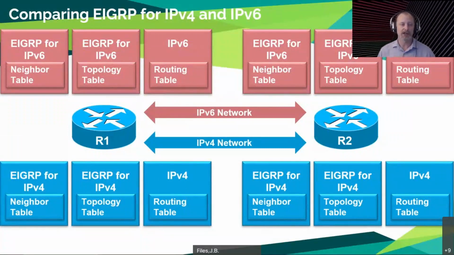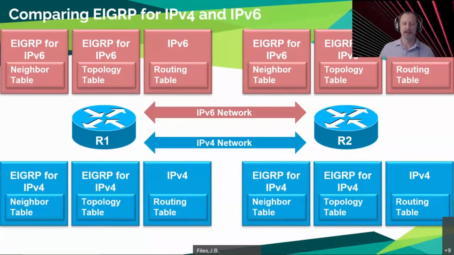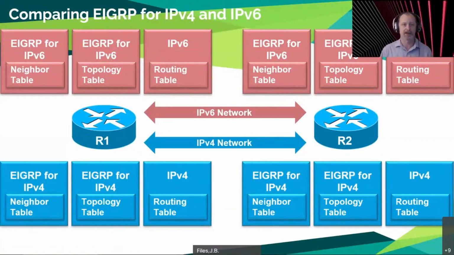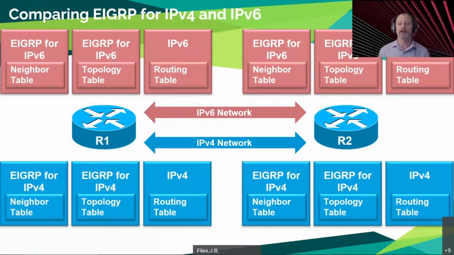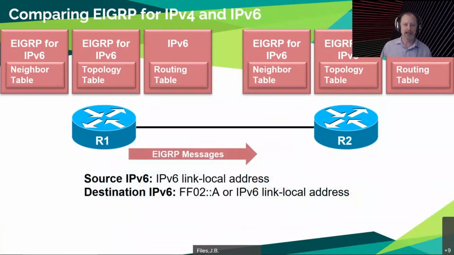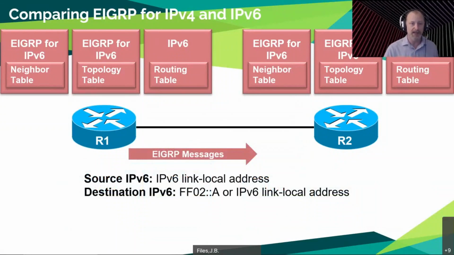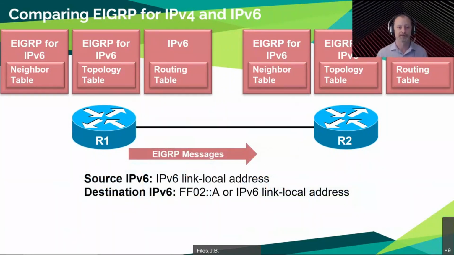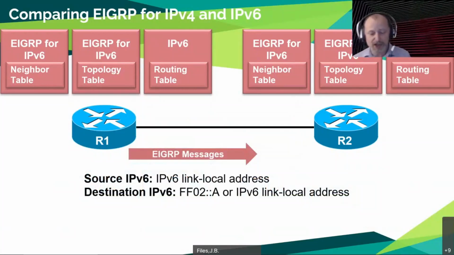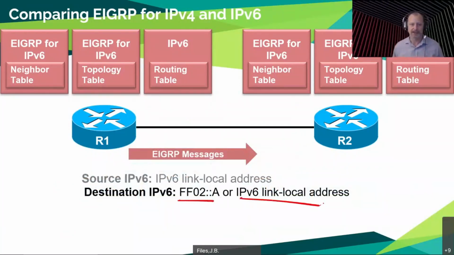So you can think of this, there's an analogy, it's like ships in the night. They're both on the ocean and they're going back and forth, but they don't know about each other. It's like two different planes of existence. Okay, they're both going across the same network, but they don't affect each other. When it comes to EIGRP, and we're sending those messages, the source IP is always going to be the link local address. The destination address could be the multicast or the link local address, depending on circumstances. Okay.